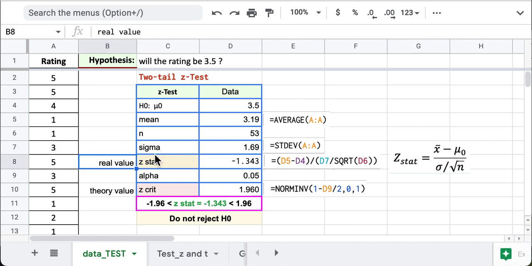Then you calculate the real statistical value using the formula. Then you choose the alpha. For example, if you want to answer your assumption with 95% probability, you would choose 5% for alpha. Next and final step before making a decision is to calculate the theoretical critical value, with which we compare the real value to decide whether our hypothesis is okay or not.